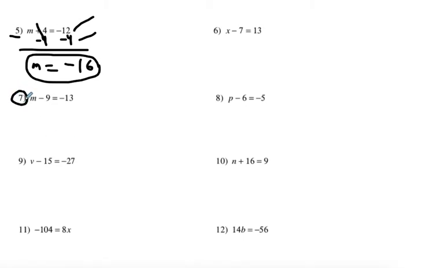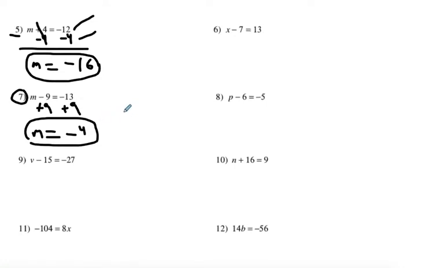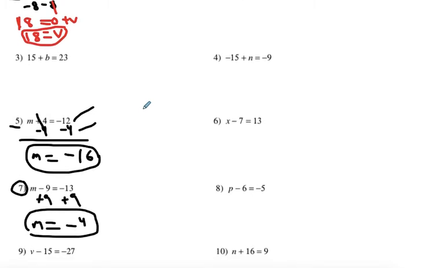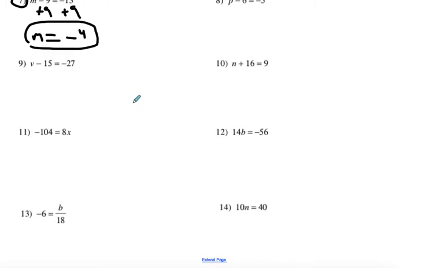The next one we'll look at is number 7. And very similar, the way you undo subtraction is with addition. So here I would add 9 to both sides. These ones would cancel out, leaving us with just our m. Negative 13 plus 9 is negative 4. And if you go back in, negative 4 minus 9 is certainly negative 13. So the ones that I'm skipping, those are the ones that I'll ask you to do after the video.